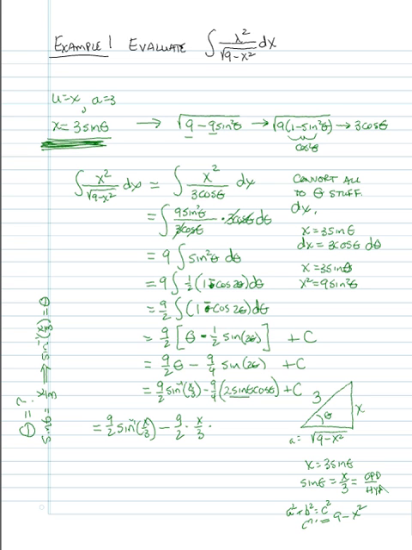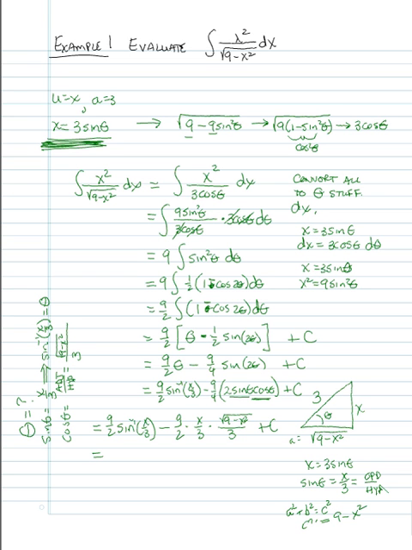Now, how are we going to replace the cosine of theta? Well, look at the right triangle. The cosine of theta is adjacent divided by hypotenuse. And if we look at that right triangle, the adjacent side is the square root of 9 minus x squared, and the hypotenuse is 3. So we can replace cosine of theta here with the square root of 9 minus x squared, all divided by 3, plus our constant of integration that's out here.